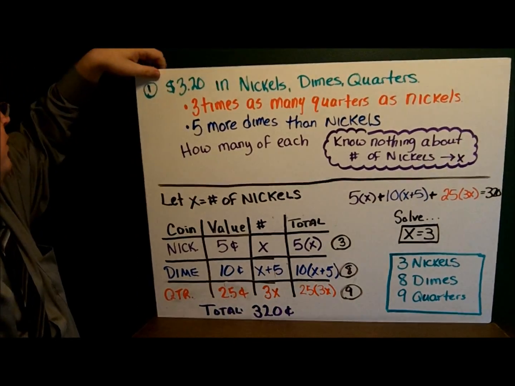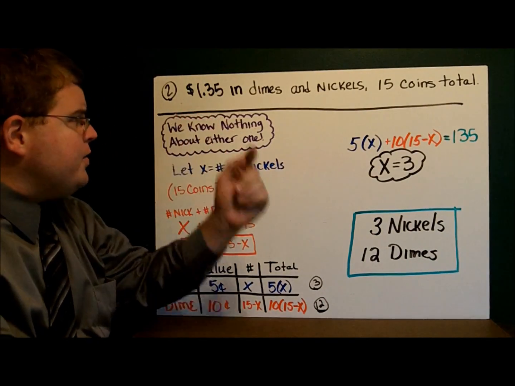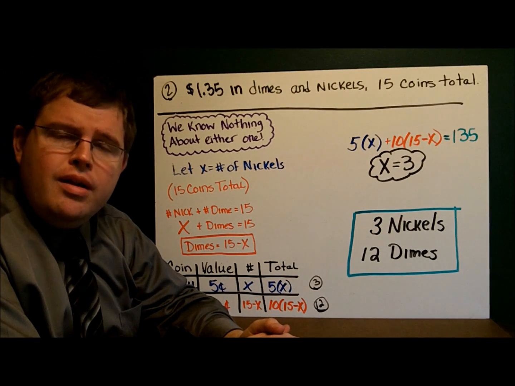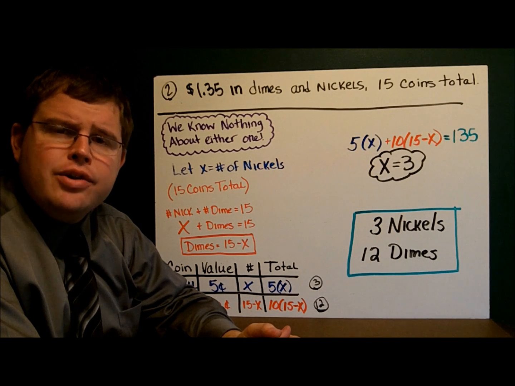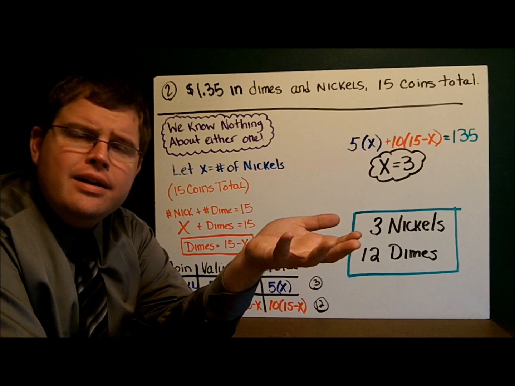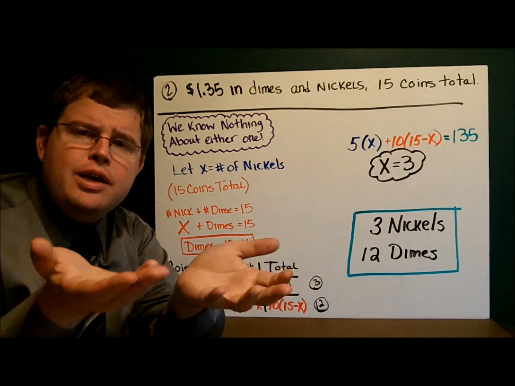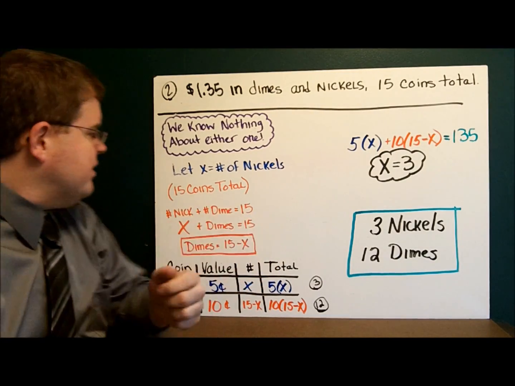On example 2, there's something a little different here. They have $1.35 with dimes and nickels, but they don't tell you anything about the coins. They simply say you have a total of 15 coins. In other words, however many nickels I have plus however many dimes I have equals 15. I have a total of 15 coins in my hand.